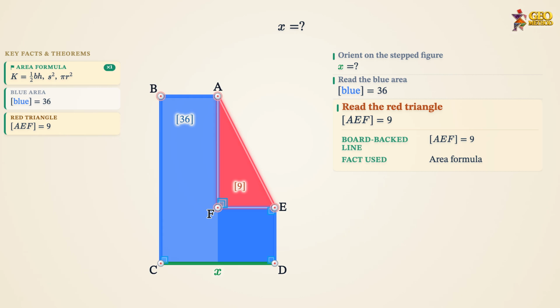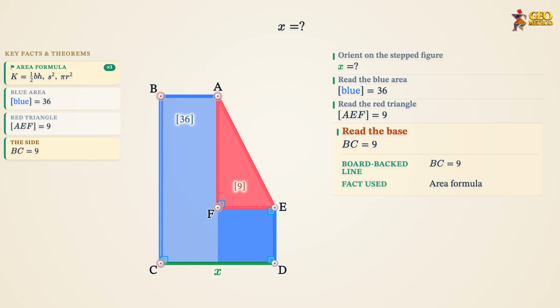The red right triangle AEF sits against the missing corner and has an area of 9 square units, with its right angle at F. Keep that 9 in mind, because the notch we cut is built out of copies of this triangle. The left edge segment BC measures 9 units. This is one side that the length x will multiply once we square the figure off into a clean rectangle.